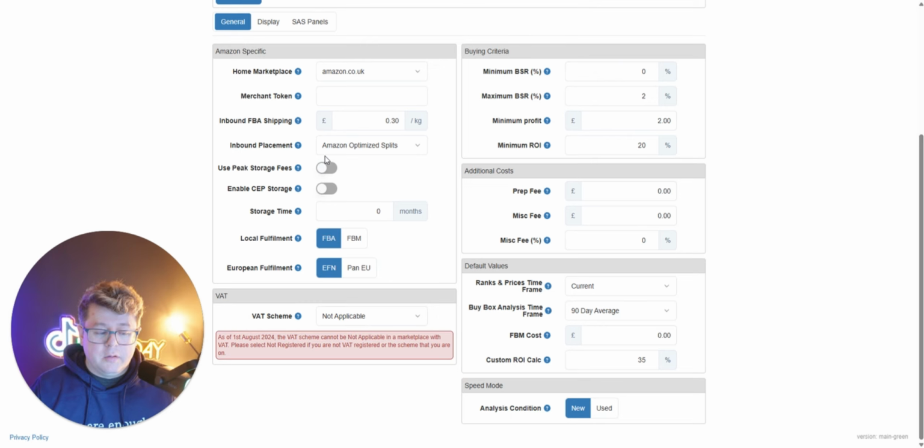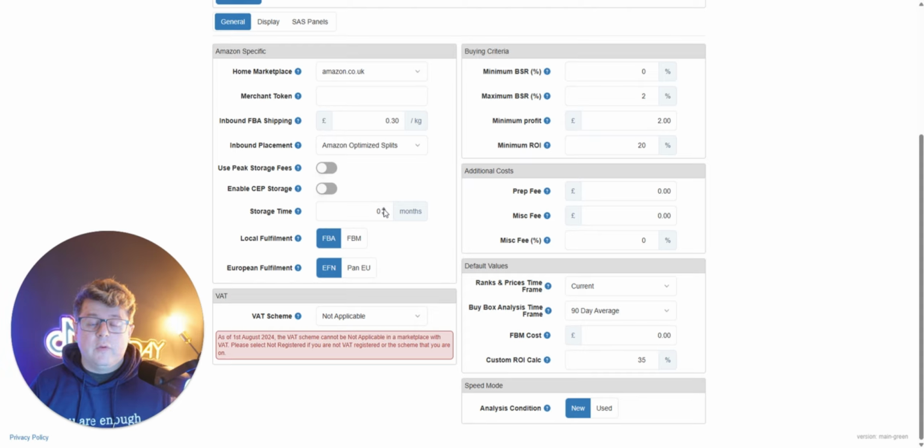So that is one which you need to be changing during September at some point. Because I'm a UK seller, I don't need the CEP storage. And then we have storage time here. So this is where the fees do get a little bit jumbled up, and this storage fee can actually make a bit of a difference.